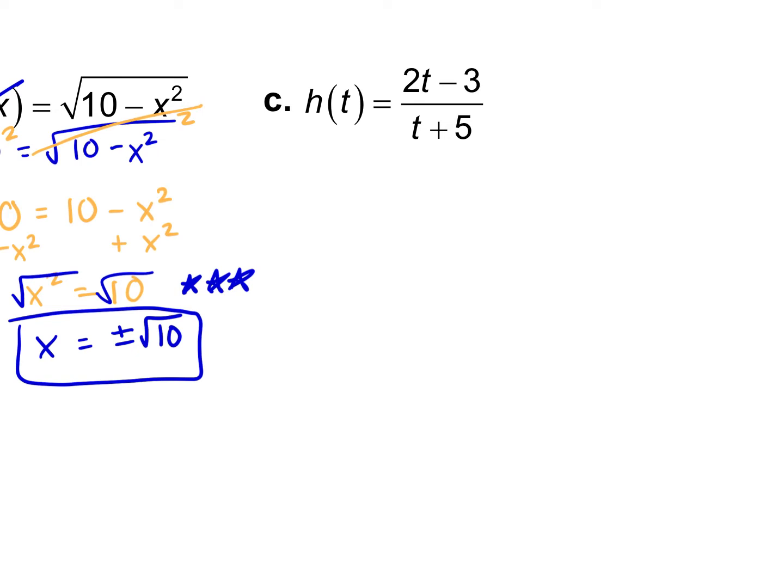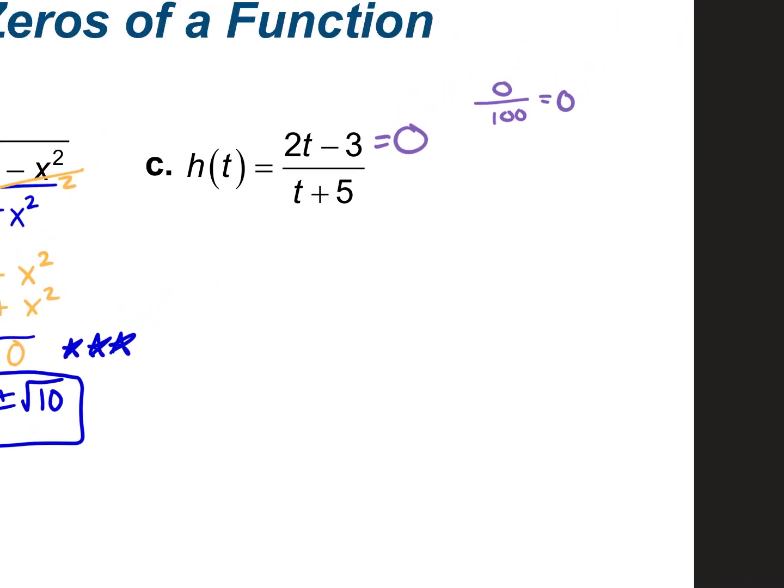All right, for C, whenever we have a fraction, it's kind of a special case because in a fraction, all we need is the top to be equal to 0, and it makes the whole fraction 0. If I had 0 over 100, that's still 0. So we don't care what value is on the bottom as long as whatever we get for our 0 doesn't make the bottom 0 too, because you can't have 0 in the denominator. So if I had like 100 over 0, this would be undefined. So we don't want 0 in our denominator, we want it in the numerator.